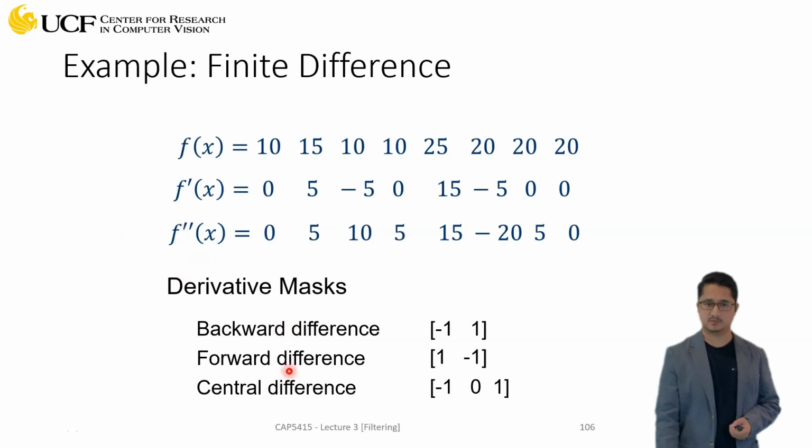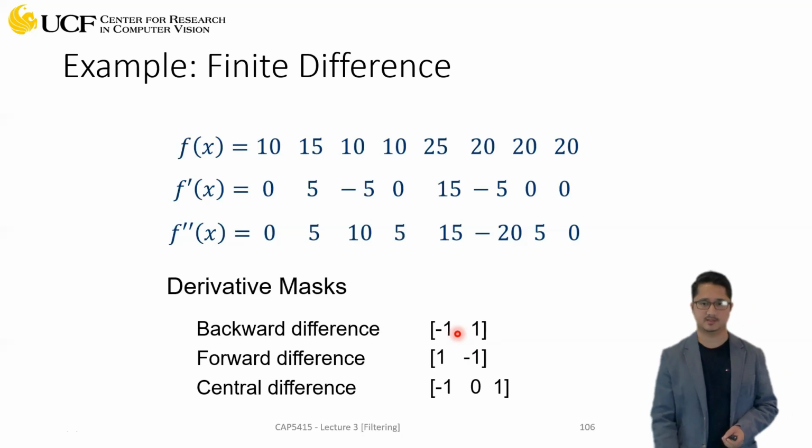For all those three terms which we studied in the last slide, backward difference, forward difference, and central difference, we can actually represent those differences using these masks. All right, so this is for central, that's forward, and that's the backward. Now let's see how that's the case.